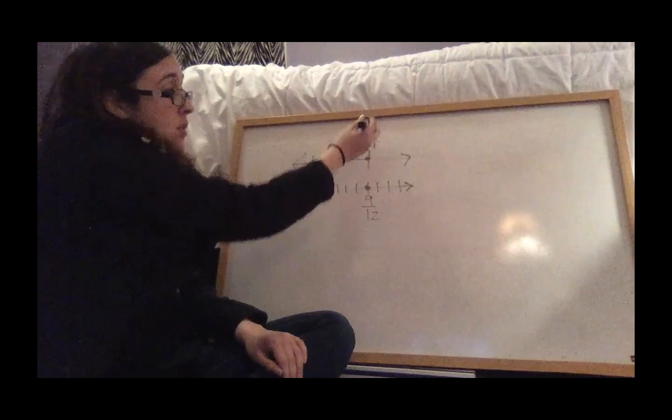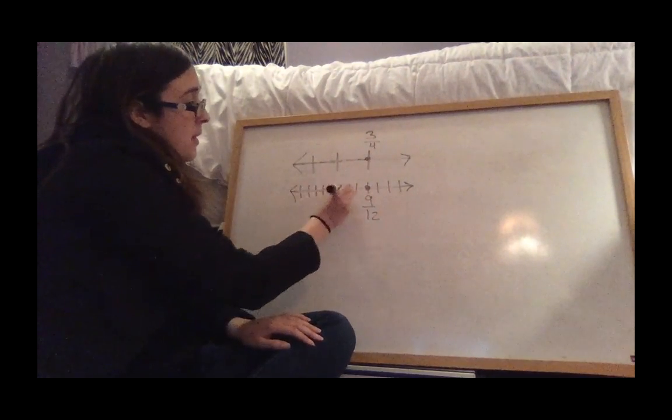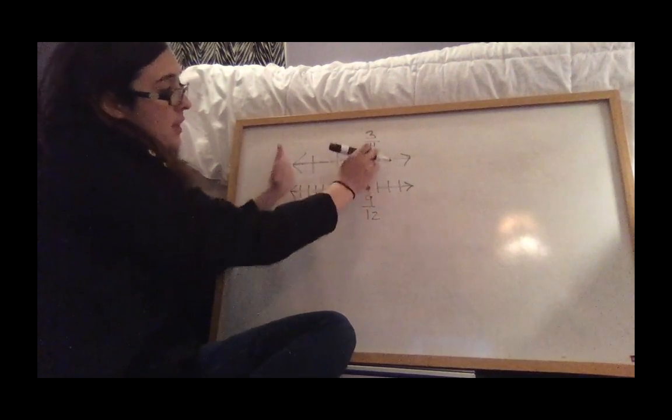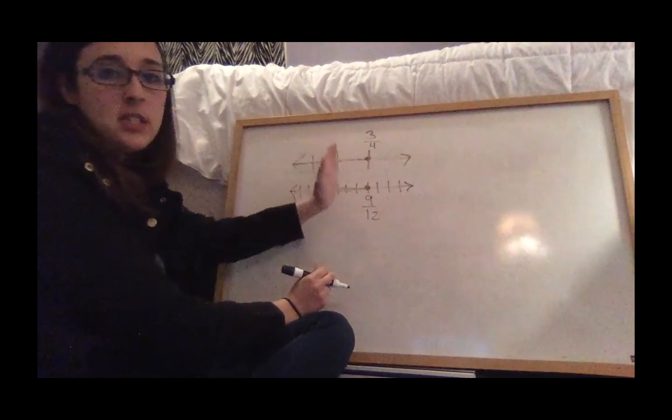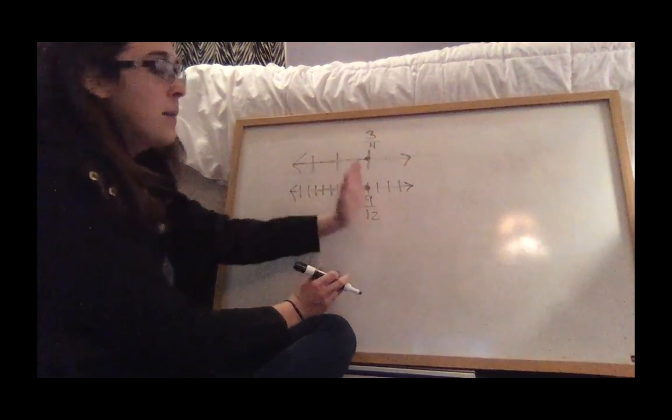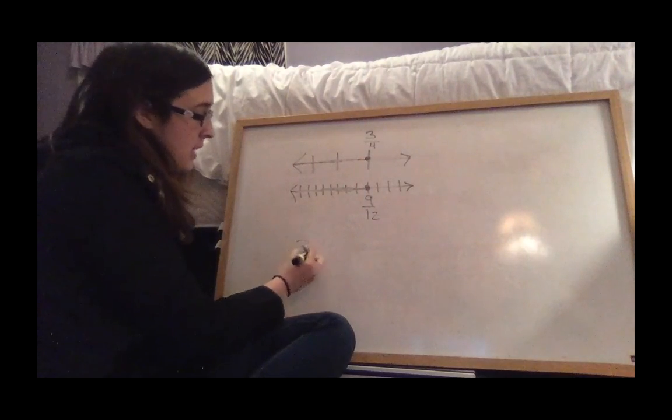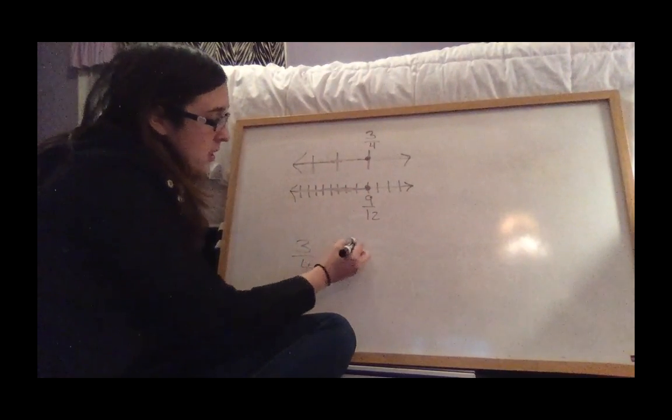9/12 is equal to 3/4 because it's the same length on the number line. See, so they're equivalent based off our number line. And that helps you see the length and the fractions and if they're equivalent, if they line up. So 3/4 and 9/12 are equivalent fractions.